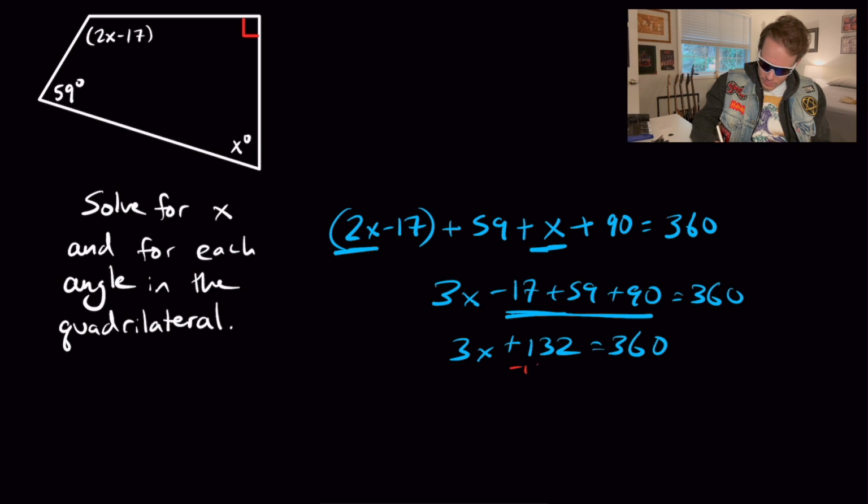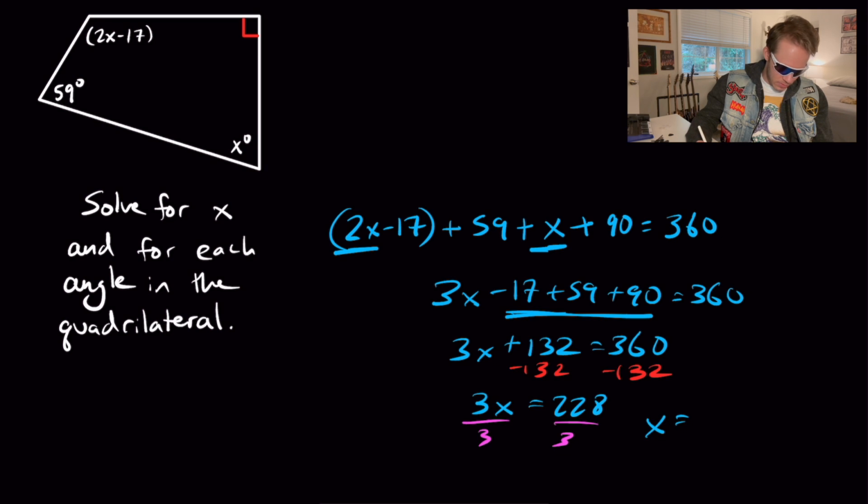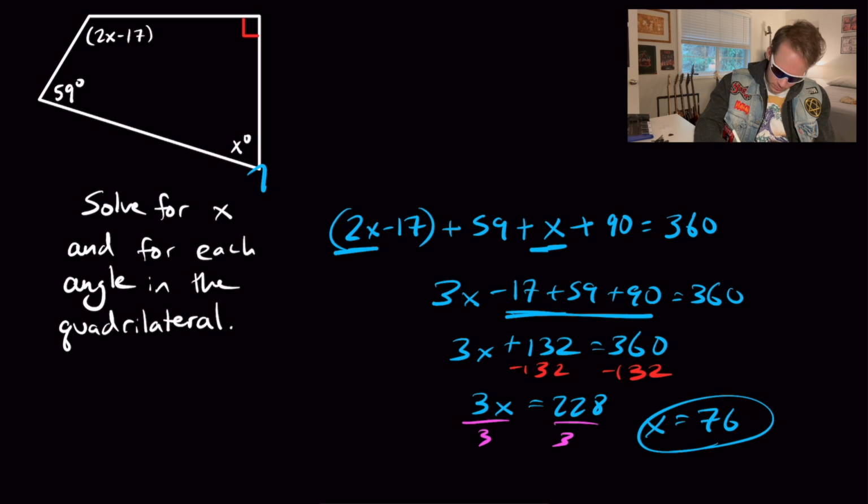I'll subtract 132 from both sides. We'll get 3x is equal to 360 minus 132. That's going to be 228. And then divide both sides by 3. So we'll have x is equal to 76. So that means this angle over here, that's 76 degrees.